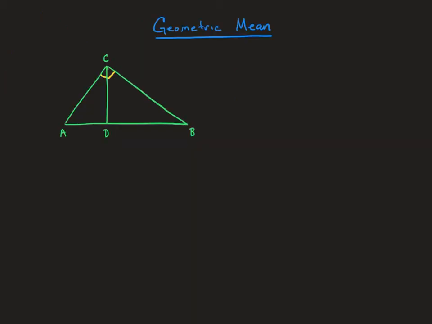So as we look at the geometric mean, the geometric mean of two positive numbers is the positive number x. Let's look at that algebraically.